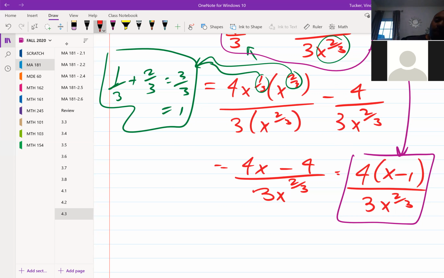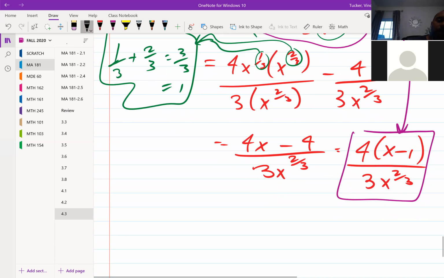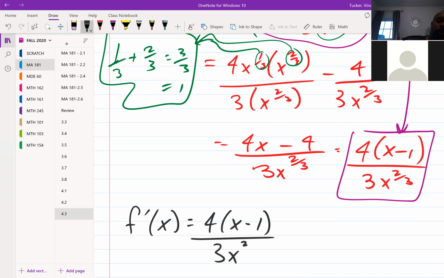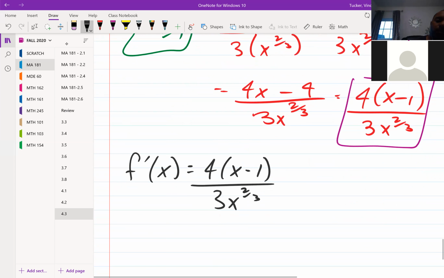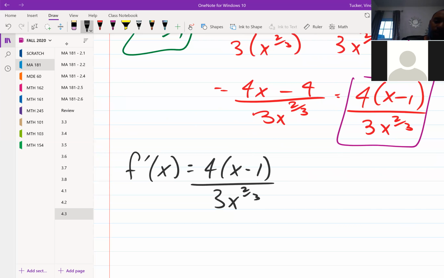All right, so I need the spots where f prime is 0 and undefined. That's my critical points. When I examine what I have here, if I get 0 in my numerator, that's when my function will be 0. If I get 0 in my denominator, that's when my function is undefined. So when we talk about fractions, don't forget that element.